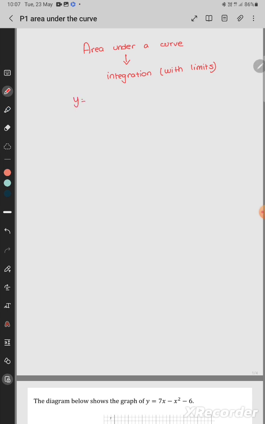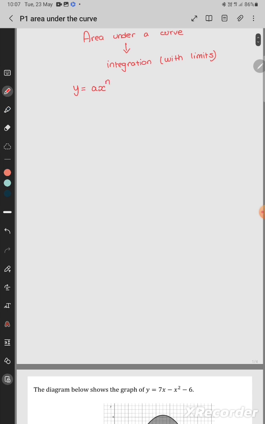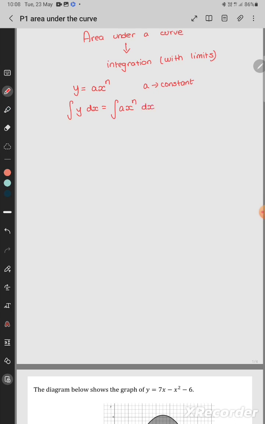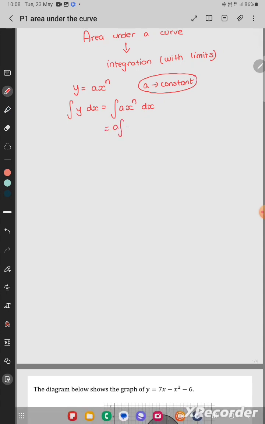So let's say we have y equal to ax to the power of n given to us. Any question in this format where a is a constant, and we have been asked to integrate this expression. So integral y dx becomes integral ax to the power of n dx. Since a is a constant, we can put this outside the integral sign. So a integral x to the power of n dx.